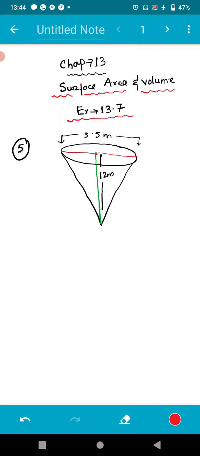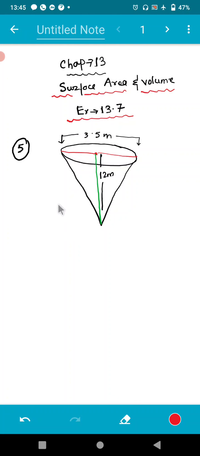In question number 5, as you see on the screen, I have drawn a conical shape diagram. Why? Because in the question a conical pit is given. So consider this as a conical pit, and the diameter is given as 3.5 meter and the depth of the conical pit is given as 12 meter. So consider this depth as the height of the cone. Now they have asked what is the capacity in kiloliters.